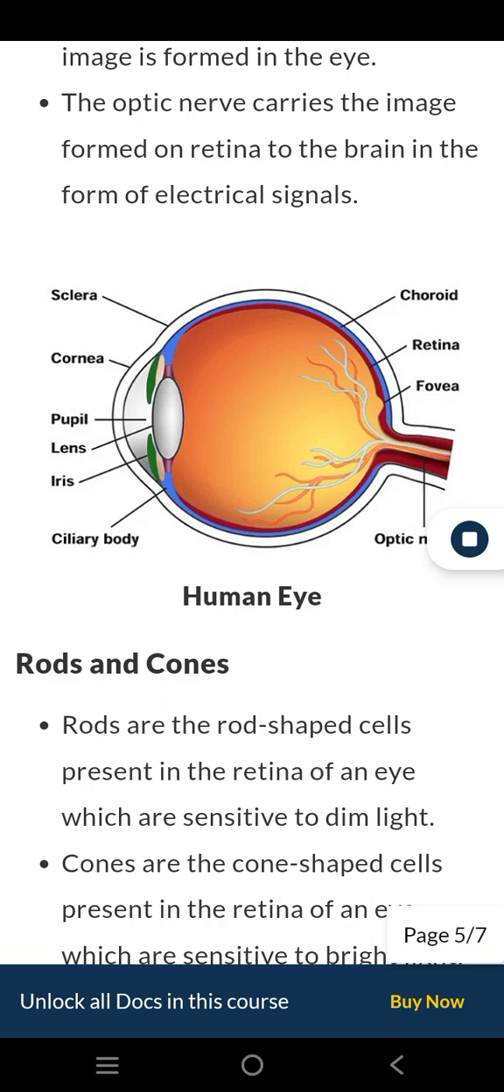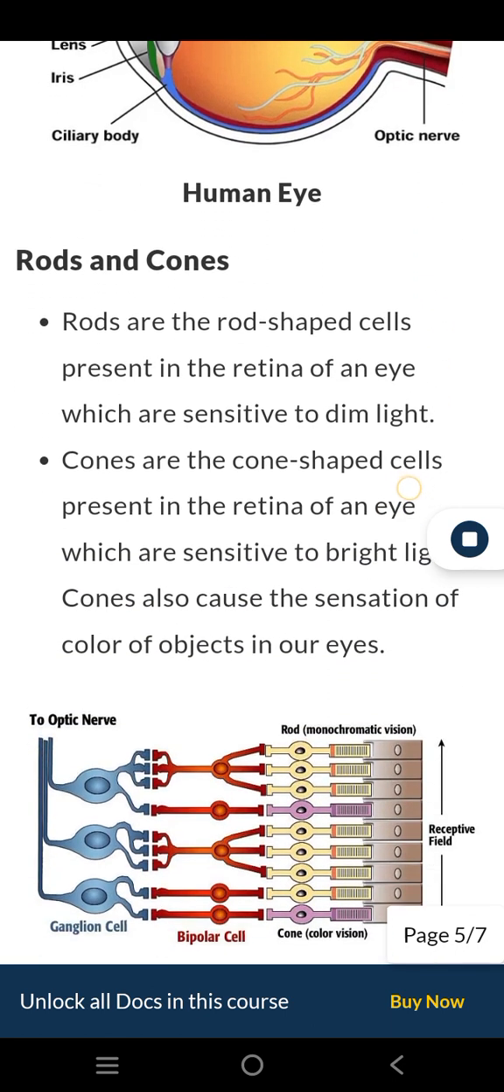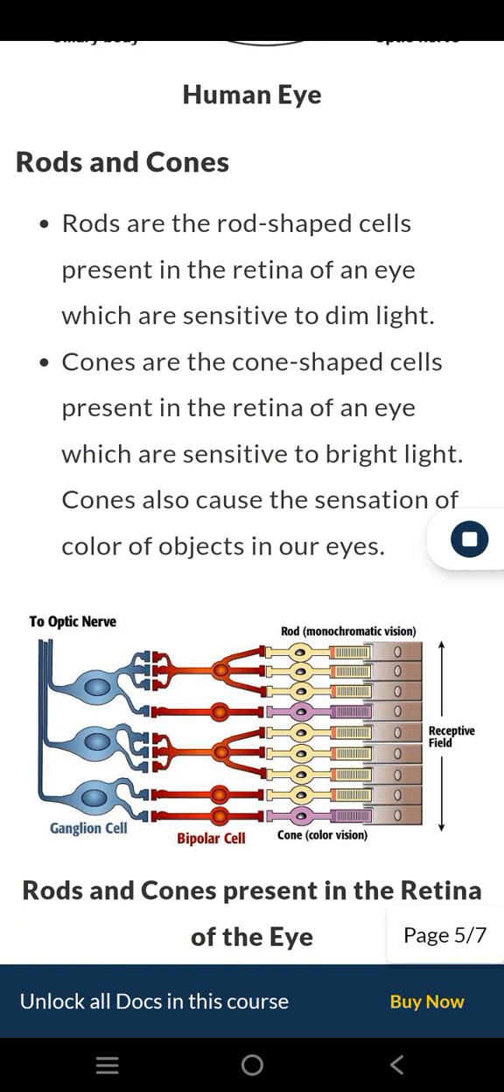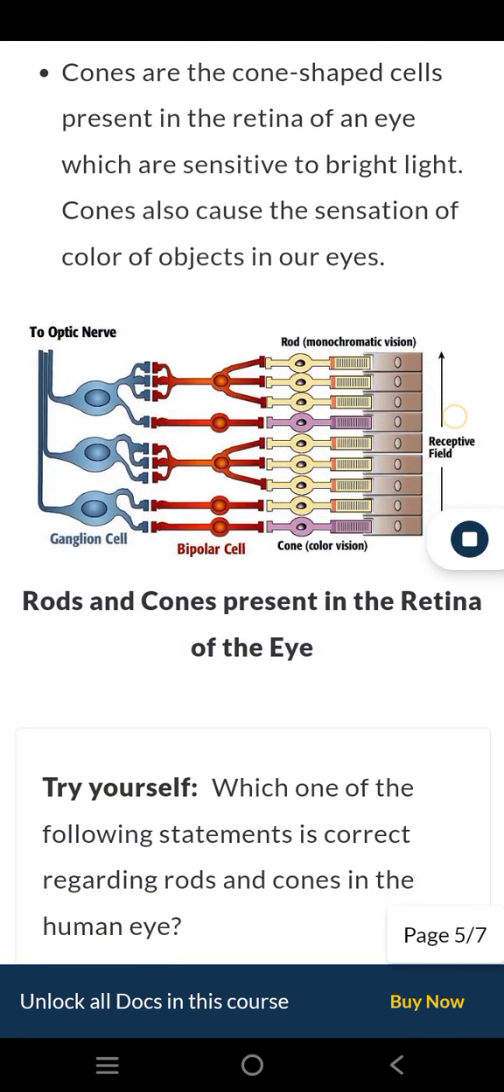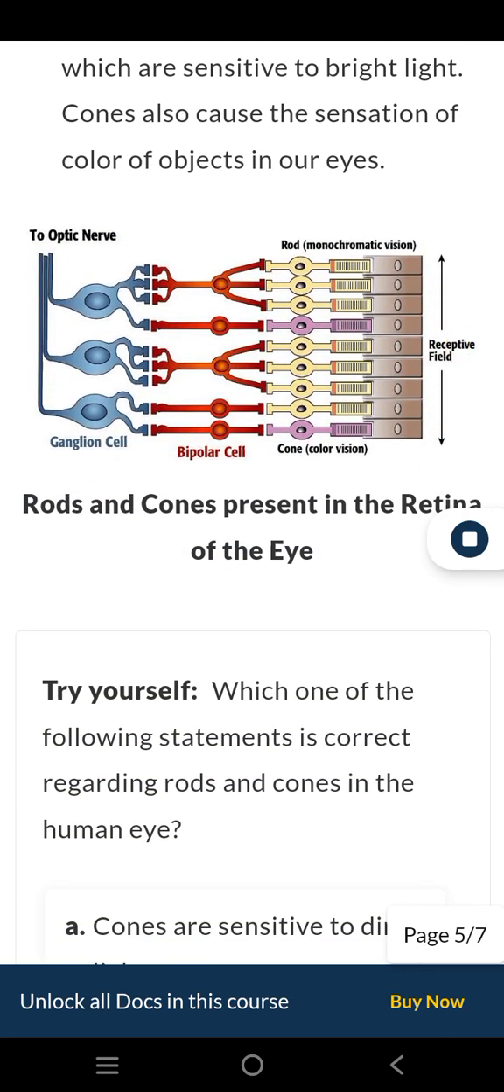Human eye: rods and cones. Rods are the rod-shaped cells present in the retina of an eye which are sensitive to dim light. Cones are the cone-shaped cells present in the retina of an eye which are sensitive to bright light. Cones also cause the sensation of color of objects in our eyes. Rods and cones are present in the retina of the eye.